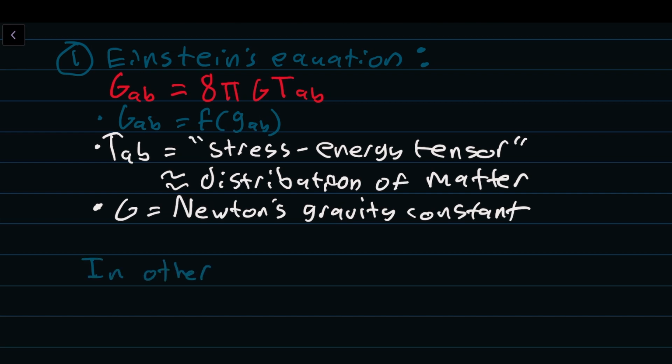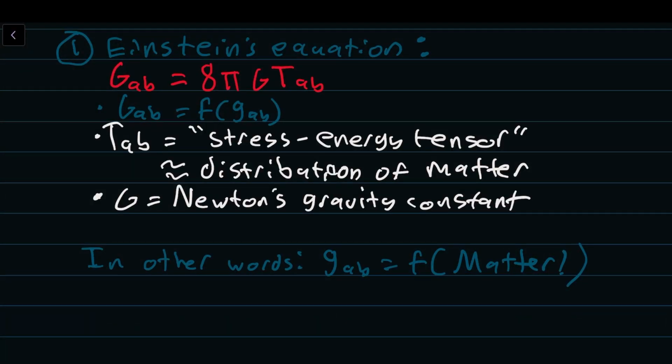So in other words, we have to realize how important this equation is, because we say lowercase gab is a function of just the distribution of matter and energy. And remember, we said that lowercase gab will tell us everything about the curvature of spacetime.